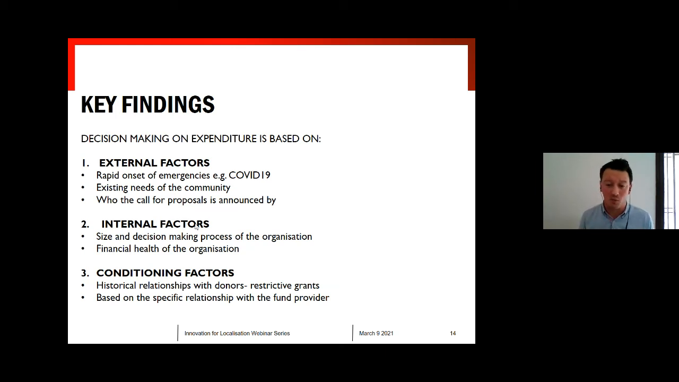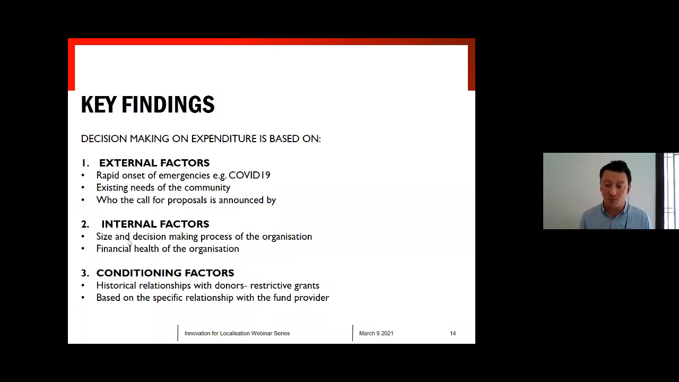So some of the feedback was that because it was announced by Street Child, because it was funded by Save the Children and Danida, and because it was announced by the education coordinators, these external factors started to influence the way it was spent. And we'll come more into that in conditioning factors.